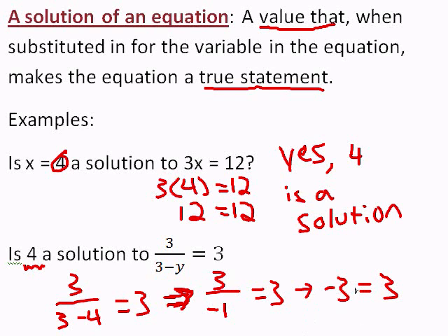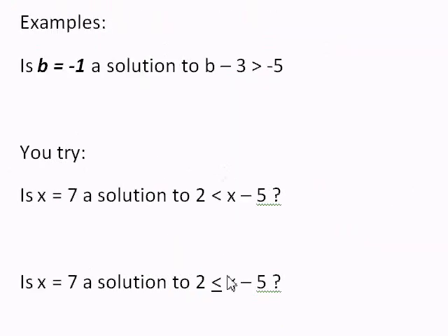And notice, we're left with negative 3 equal to 3, which is not a true statement. So is 4 a solution? The answer is no. 4 is not a solution to that equation. I have several more examples for you to work. However, before we do that, let's look at that first one, which says, is b equals negative 1 a solution to b minus 3 is greater than negative 5?